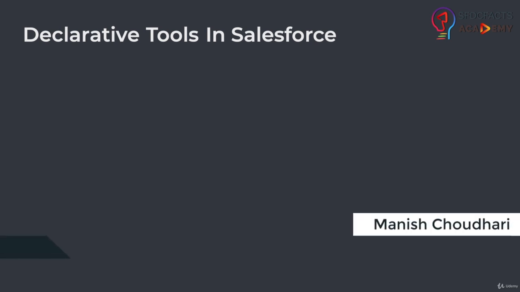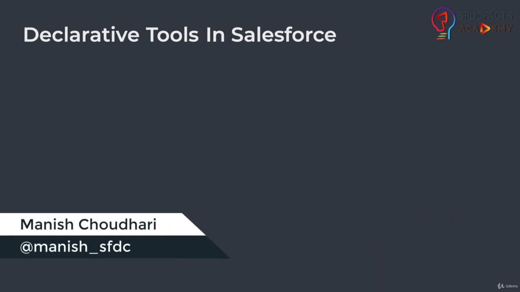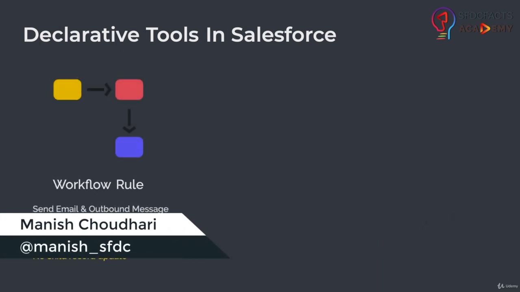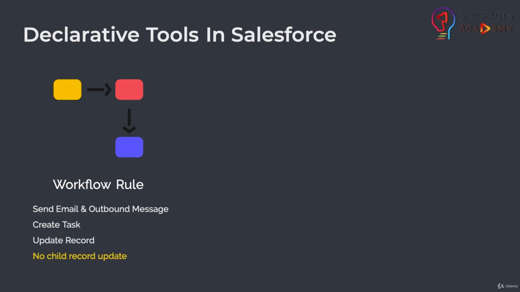Now let's have a look at these declarative tools one by one. The first one is workflow rule. And workflow rule has been part of the Salesforce platform for many years, and it's one of the most mature tools available on the Salesforce platform right now. If you go back 10 years, then workflow rule was the only available automation tool at that time.